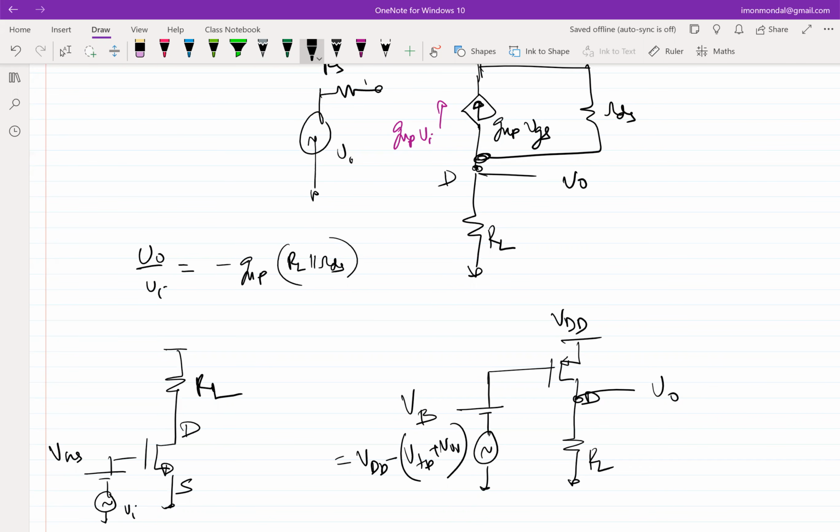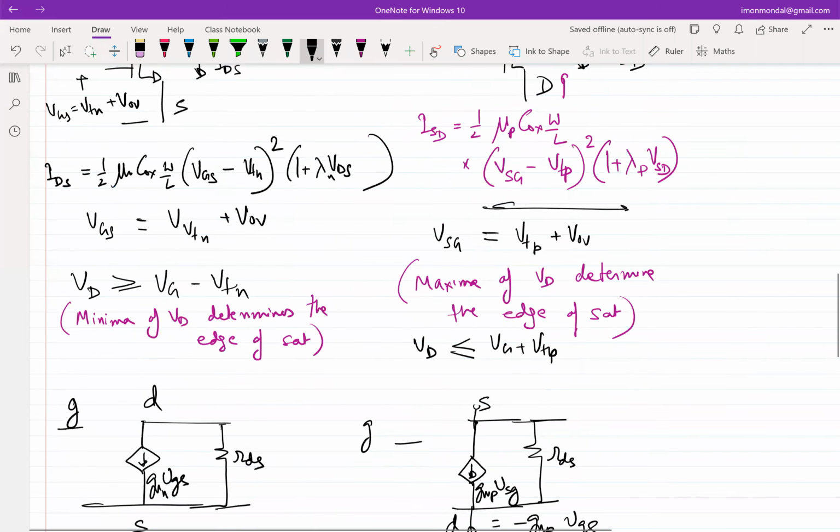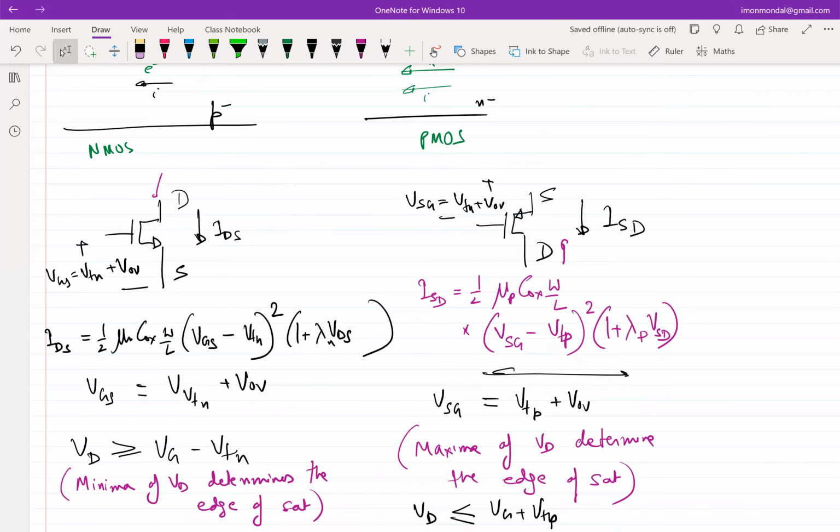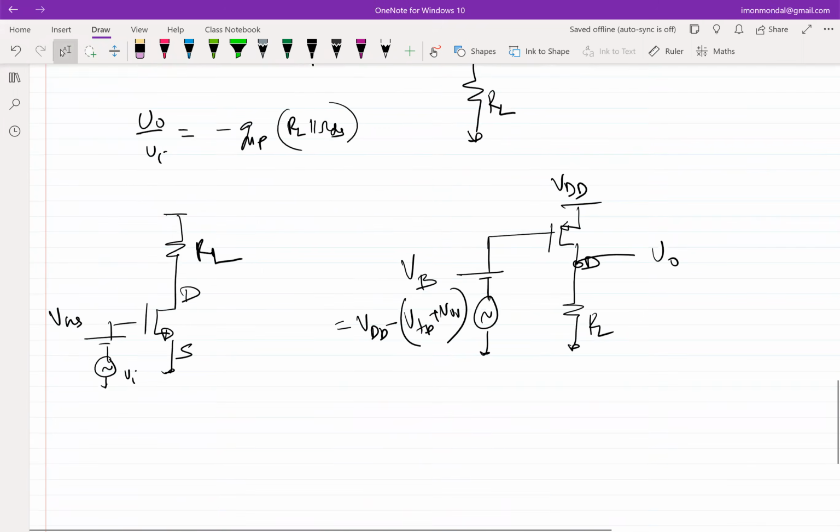BS is grounded in this case, right? I didn't understand, why should VS be smaller? Under quiescent conditions, VS has to be higher, right? Otherwise, why will the current flow from top to bottom? Okay, fine.